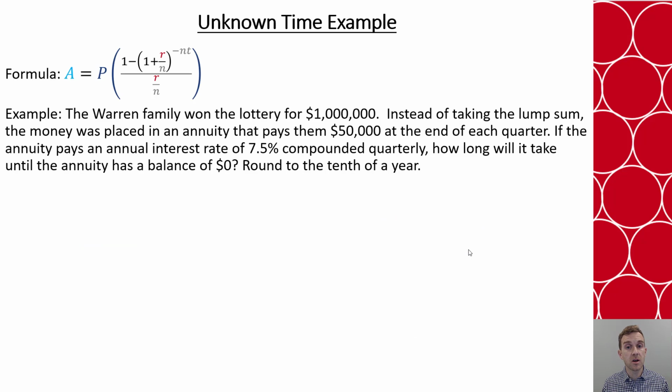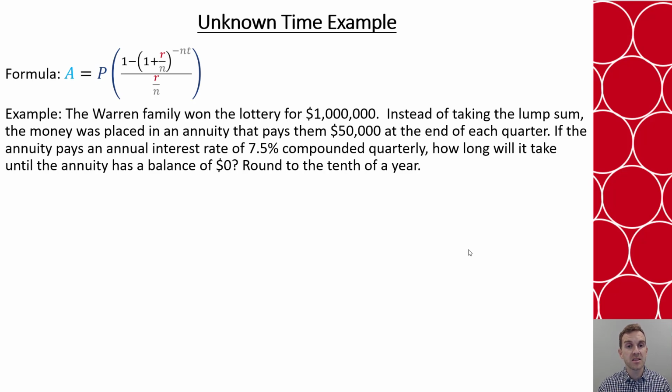We can also solve for time. We just have to be very careful as we go along doing this, because this pulls in concepts of logarithms. So the Warren family won the lottery for $1 million. Instead of taking the lump sum, the money was placed in an annuity that pays them $50,000 at the end of each quarter. If the annuity pays an annual interest rate of 7.5% compounded quarterly, how long will it take until the annuity reaches a balance of 0, round to the 10th of a year?